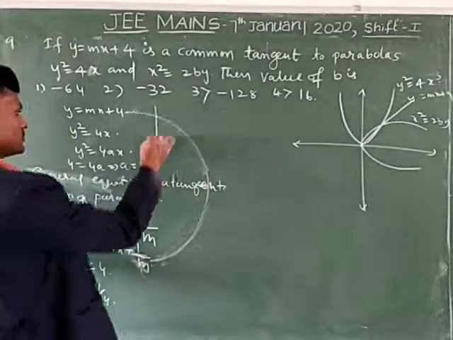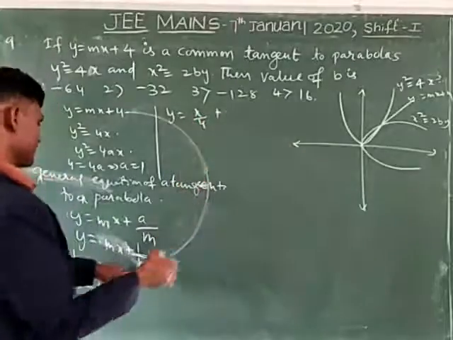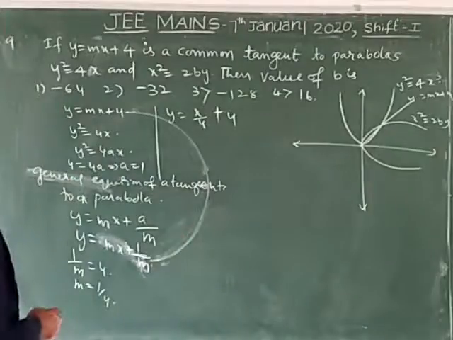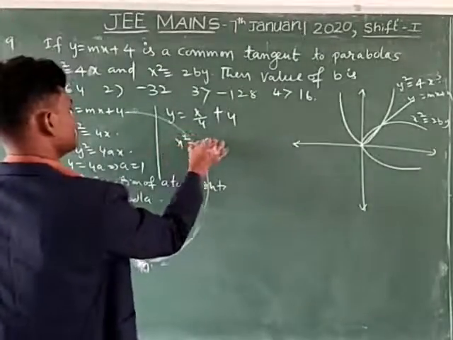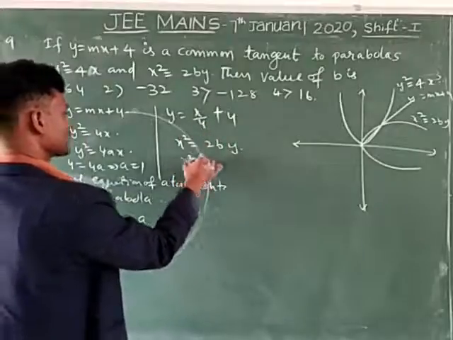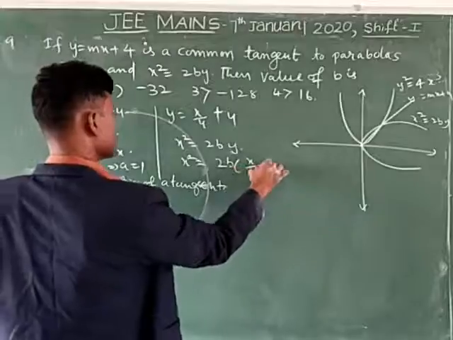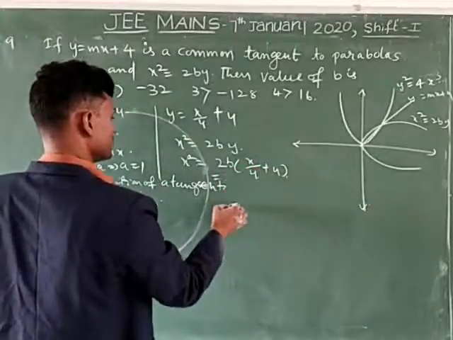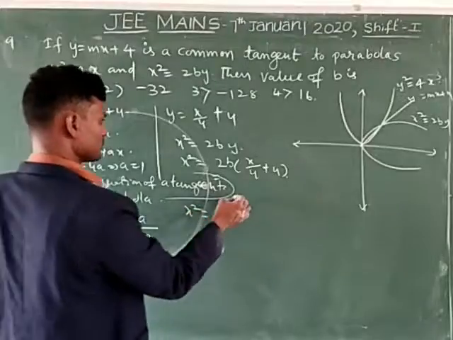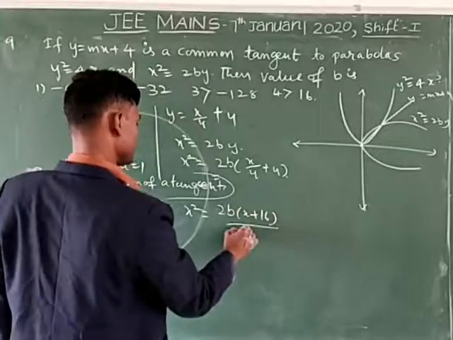y is equal to x by 4 plus 4, here 1 by m means 4. Now one more equation has been given: x square is equal to 2by. Now this y you have to substitute here. x square is equal to 2by is equal to x by 4 plus 4. Now x square is equal to 2b into x plus 16 by 4.